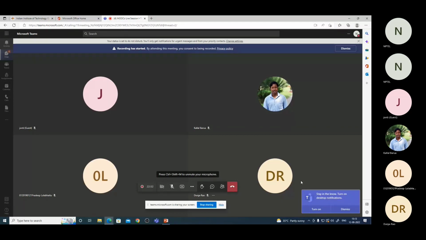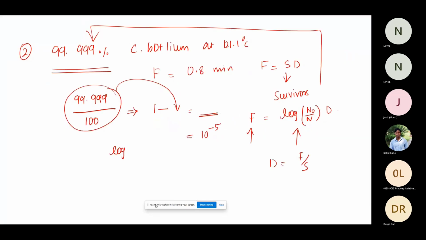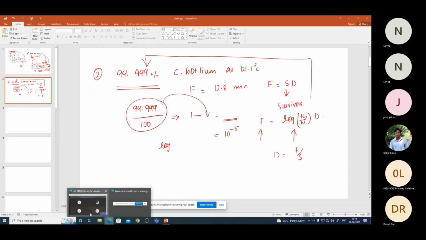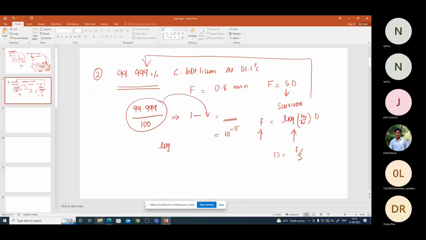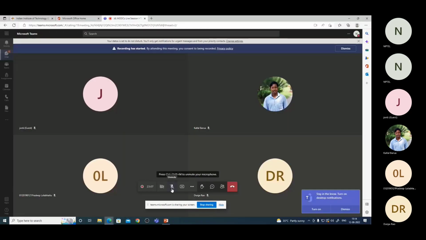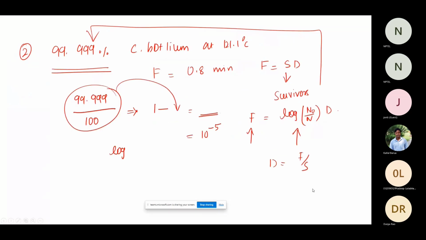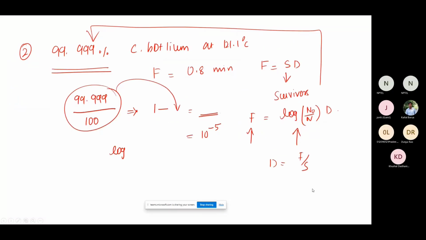Because of this fact, F is equal to S into D. S is nothing but the survivors, whatever we have just done, which is log of N naught upon N, and then you have the D value. Because the F value is given to you, and you can find out log N naught upon N from the information given, your D value is nothing but F upon S. So from this you will find the D value.